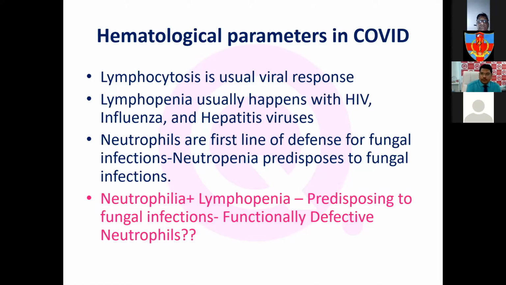In the context of COVID-19, what happens is the lymphocytes are the ones which are first destroyed. This is much akin to what we see in HIV, other influenza viruses and hepatitis viruses. Usually the response is lymphocytosis. What we have here is a lymphopenia.